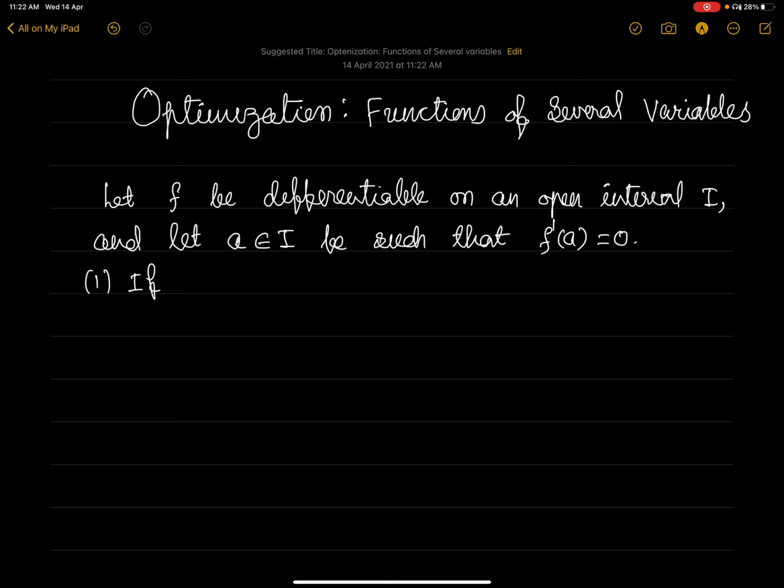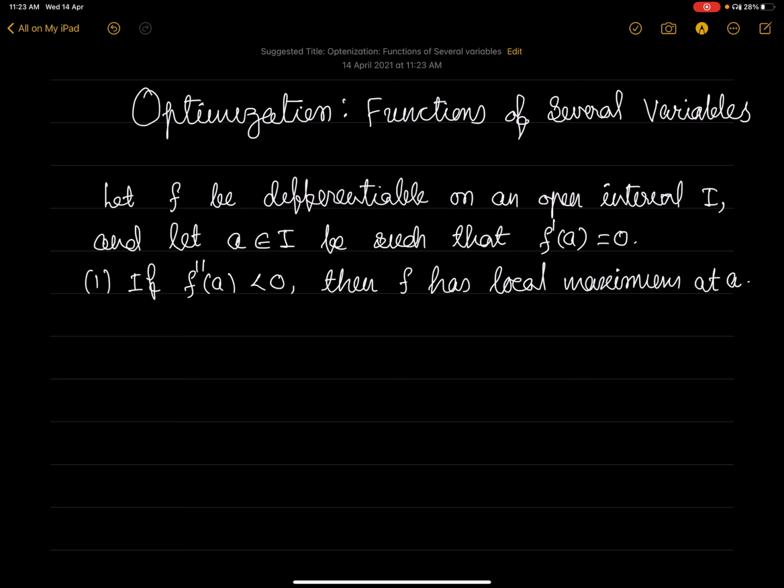Okay, so the first one, if we are assuming that f is 2 times differentiable, right? If the second derivative of f at a is less than 0, then f has a local maximum at a. This is known to us.